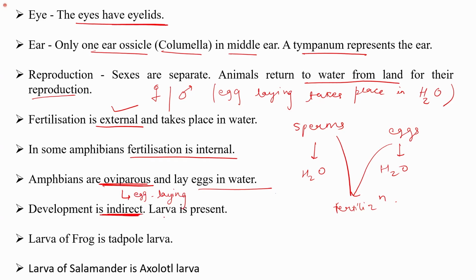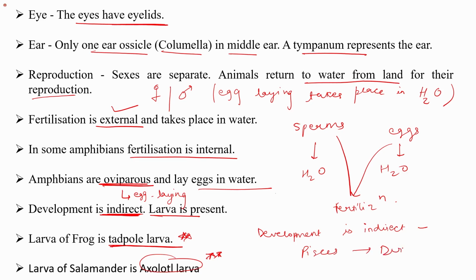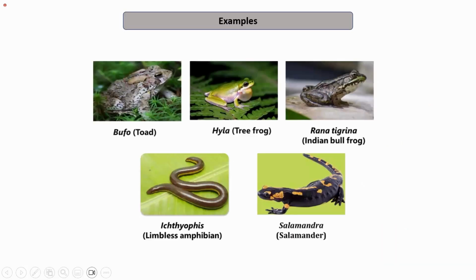Development is indirect. Larva is present. Larva of frog we know, tadpole larva. Larva of salamander is the axolotl larva. So this is important, that the development is indirect. While if I talk about the Pisces, there the development was direct without any larval stage. Right? So there are different larvae which are named differently. For a frog it is the tadpole larva, for salamander it is the axolotl larva.